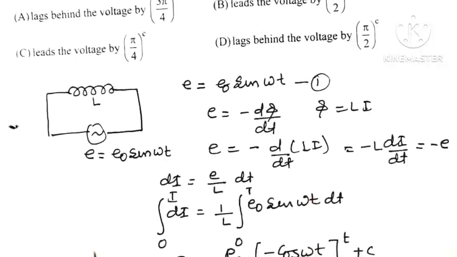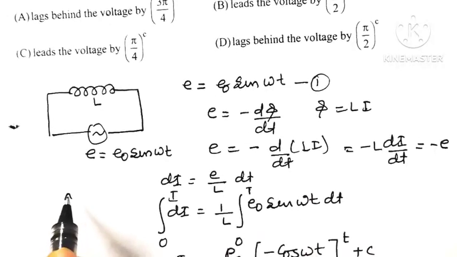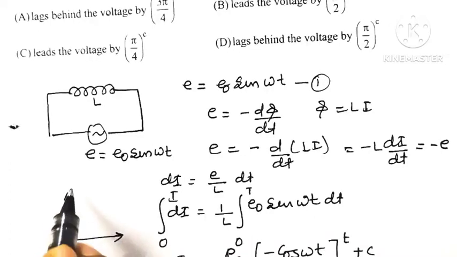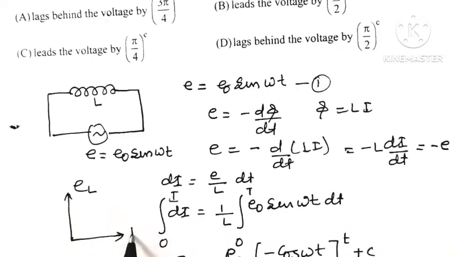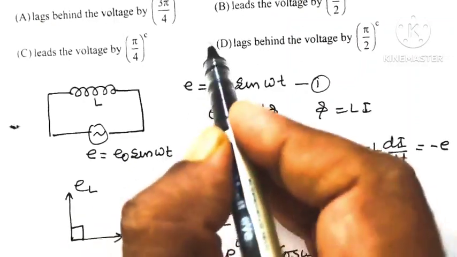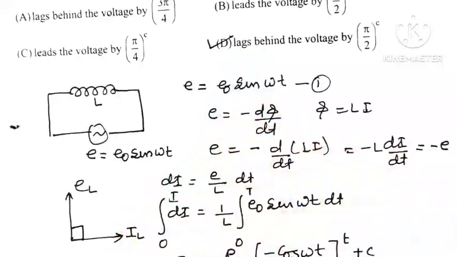We also know from the phasor diagram for an inductor, this is the EMF across the inductor, and this is the current flowing through the inductor. The phase angle between the applied voltage and the current is 90 degrees, and the EMF leads the current, or the current lags behind the EMF by a phase angle of pi by 2. So option D is the correct option for this question.